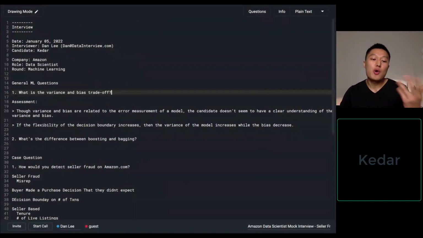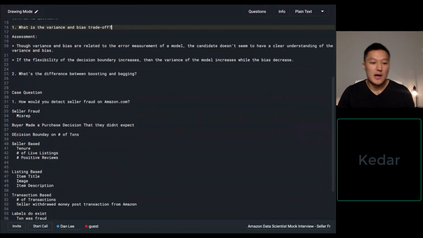So what I wanted to assess was, can you think about how the decision boundary or the flexibility of the model would affect the variance and bias trade-off? The idea is that the more flexible the model, the higher the variance, because the more flexible the model, it means that it's basically overfitting itself on the training data. So higher variance, but low bias. Does that make sense? Yeah, that does. All right.